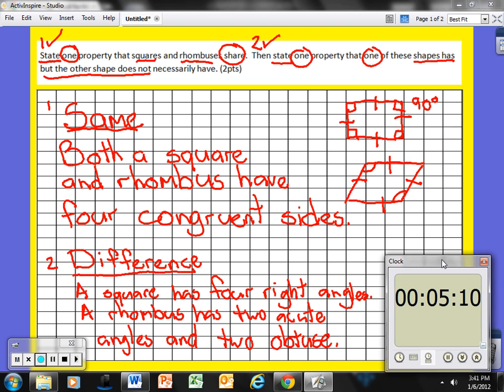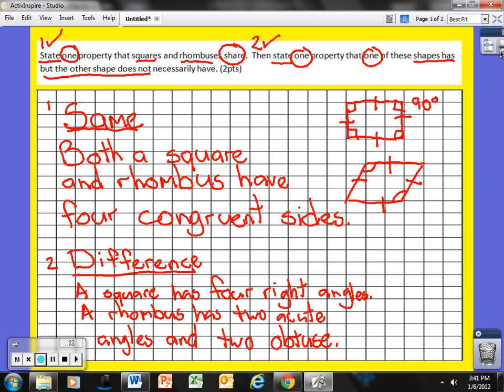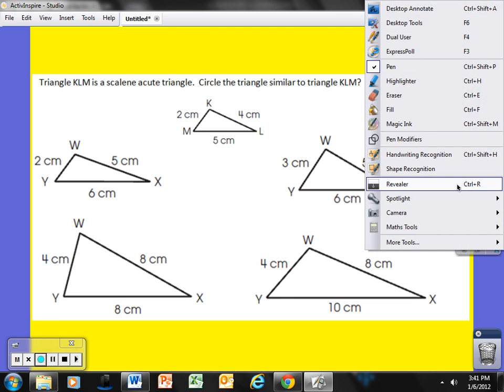If I hit stop on my clock right now, I've noticed that that question took me 5 minutes and 13 seconds to answer effectively. Okay, let's take a look at question number 5, which has to do with similar triangles. Once again, this would be considered a multiple choice. Multiple choice questions are supposed to take me about 2 minutes to answer. So I'm going to set my timer again.